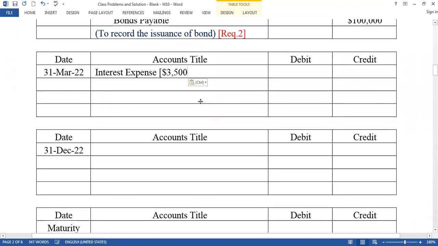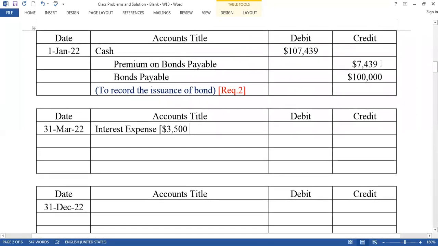Our interest expense is 3,500, right? But as it is a premium bond, you can see that this is the gain. $7,439 is the gain, right? We no need to pay this money. We no need to pay this interest expense. But this is for how many times? This is for a total of 20 times, right? We are going to allocate it over 20 times. So this money we no need to pay. So this is our good news.